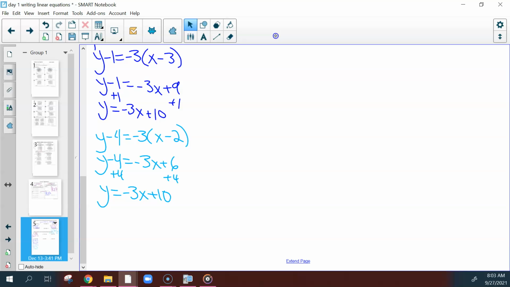Remember that tomorrow is your quiz, so make sure you're practicing and studying for intercepts and slope, how you find them graphically and algebraically.